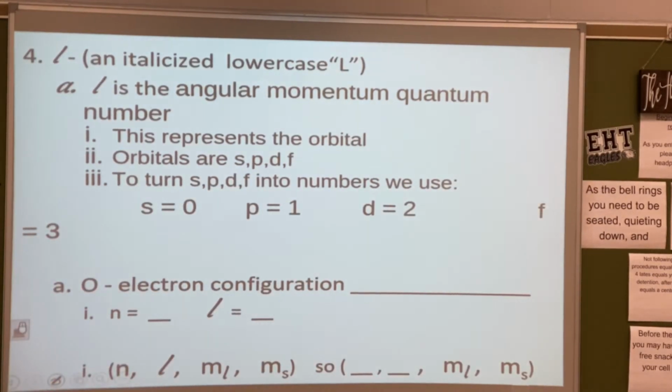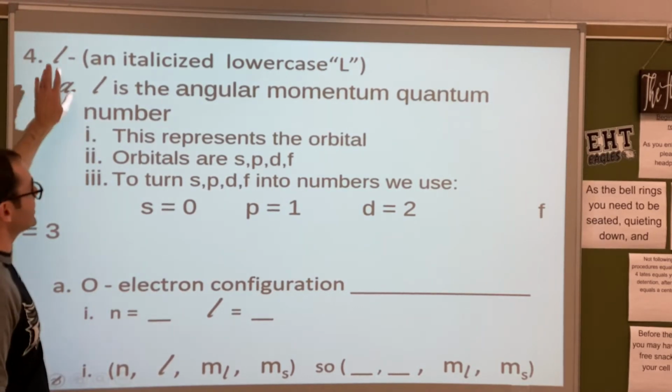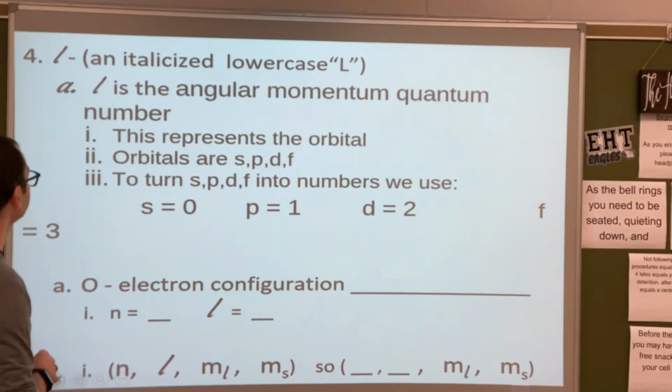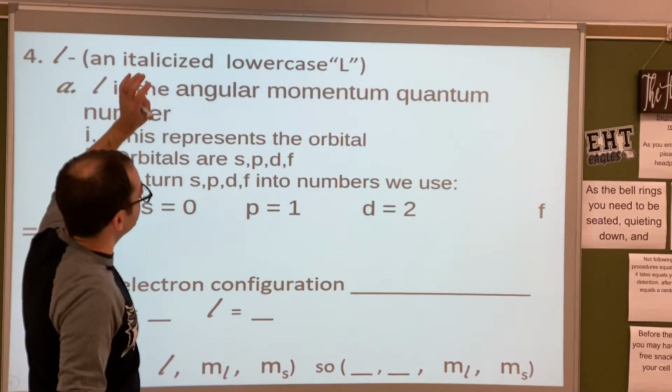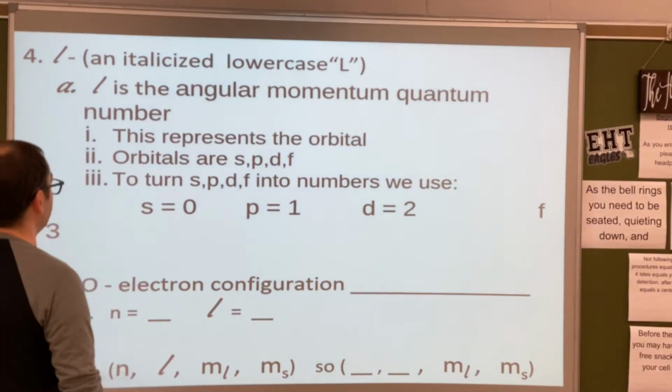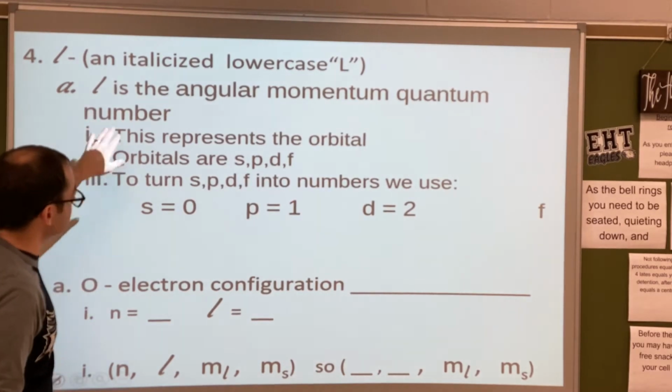Okay, so the next one is this italicized lowercase l. That's what it's supposed to look like, okay? And it's the angular momentum quantum number. That's kind of the definition of it, but you just have to worry about how to figure out what the number is for it. This represents the orbital.